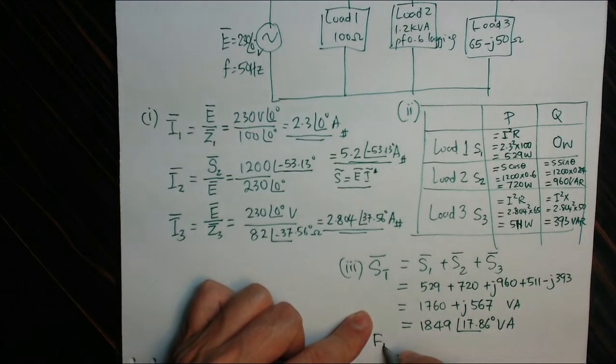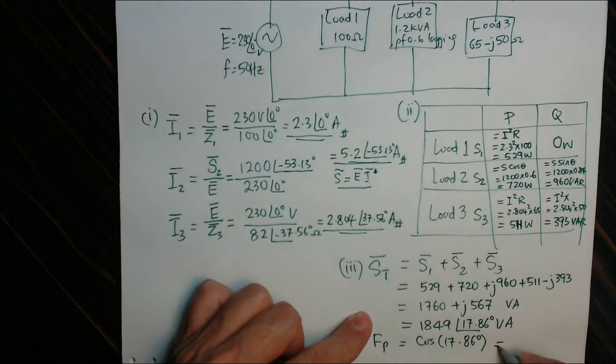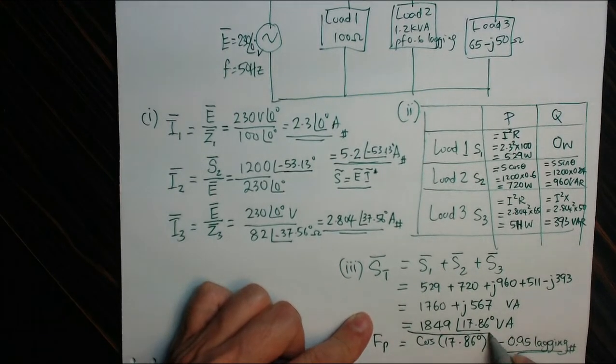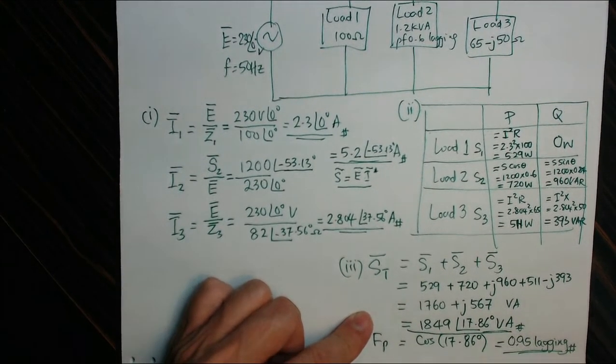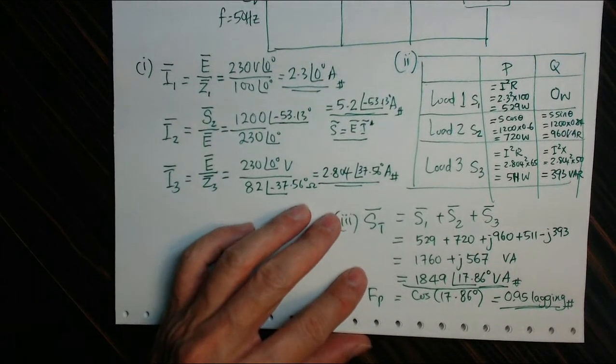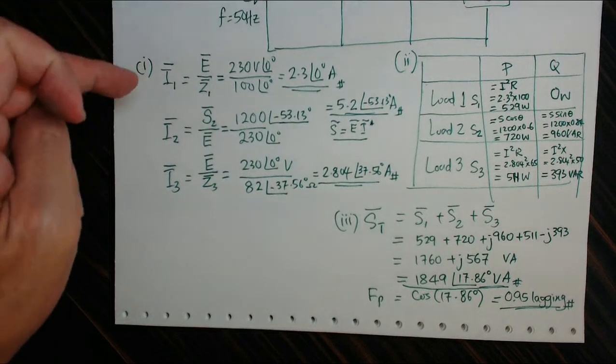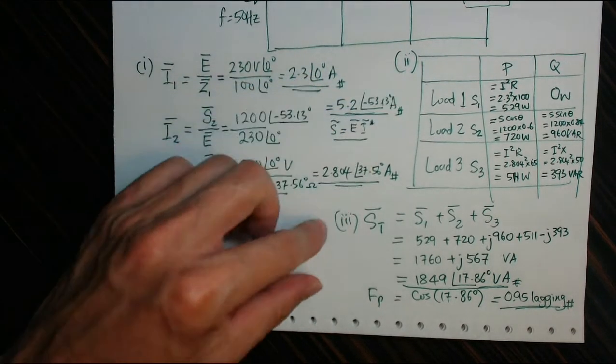The power factor is the cosine of the angle, 17.86 degrees. It is equal to 0.95 lagging, because it's inductive. Okay, so that's part A, parts 1, 2, and 3.